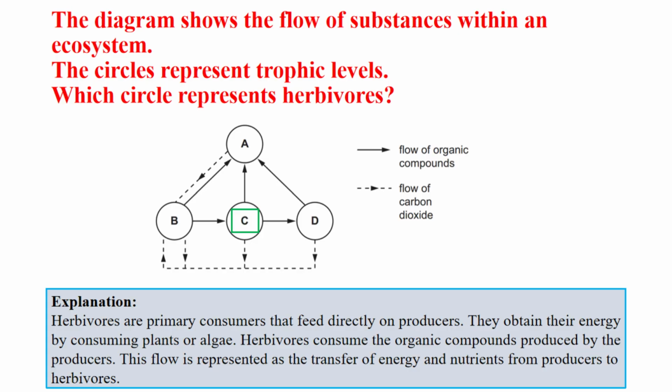They obtain their organic compounds indirectly by consuming herbivores or other carnivores. Carnivores, in turn, release carbon dioxide back into the atmosphere through respiration. That brings us to circle C, which correctly represents herbivores. Herbivores are primary consumers that feed directly on producers. By consuming plants, they ingest the organic compounds that were synthesized by the producers. This flow of organic compounds from producers to herbivores is crucial for transferring energy through the food chain.